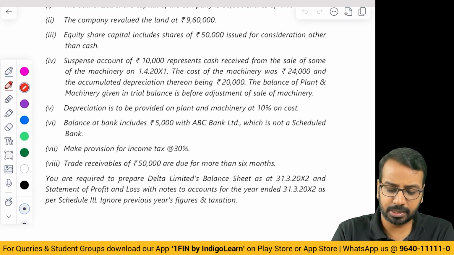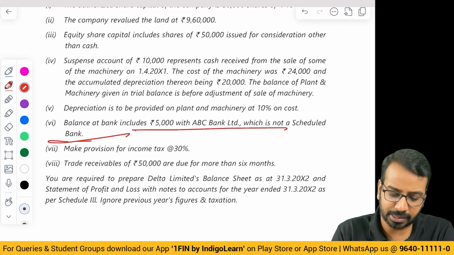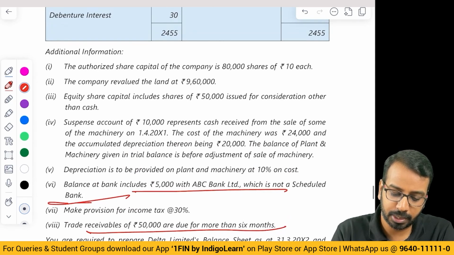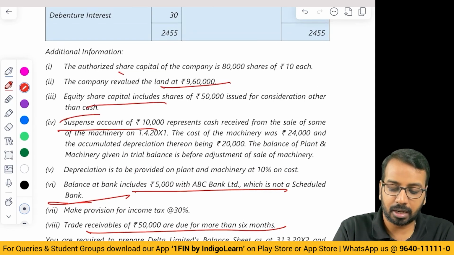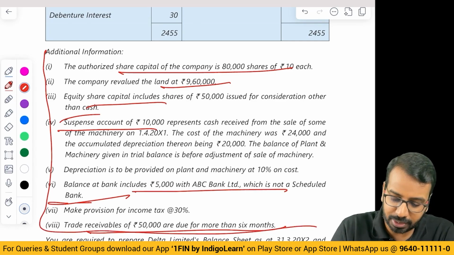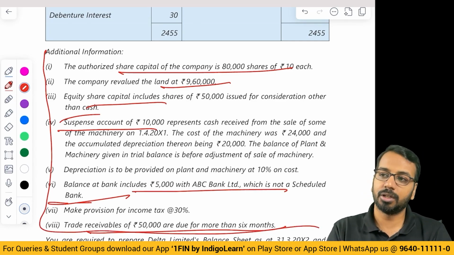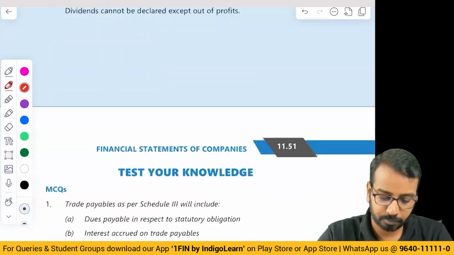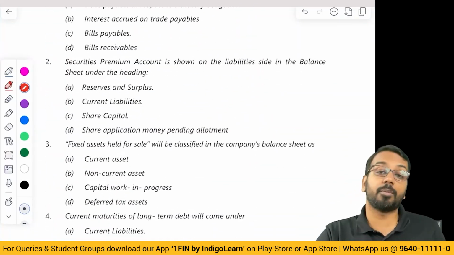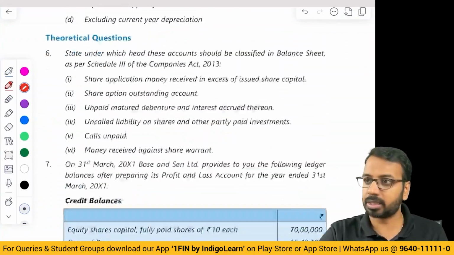So if you see all the adjustments, they are not difficult. This was there in the exam question. Suspense account, same question. Consideration other than cash. Revalued the land. So simple. By the time you read the adjustments, you know, yes, I can solve this question. You should go ahead and solve the question. The practice has to happen from your end. I can solve hundreds of questions.